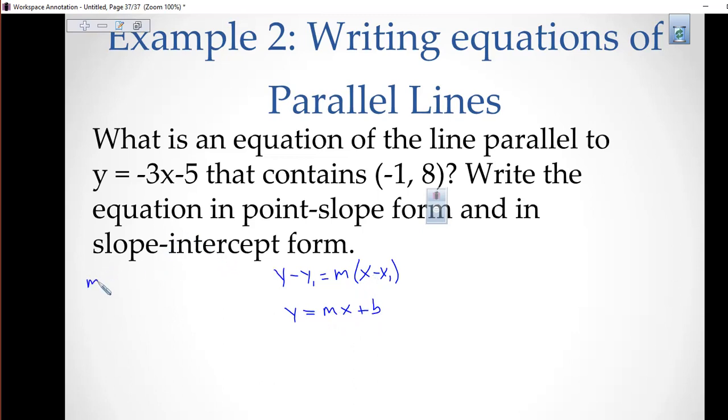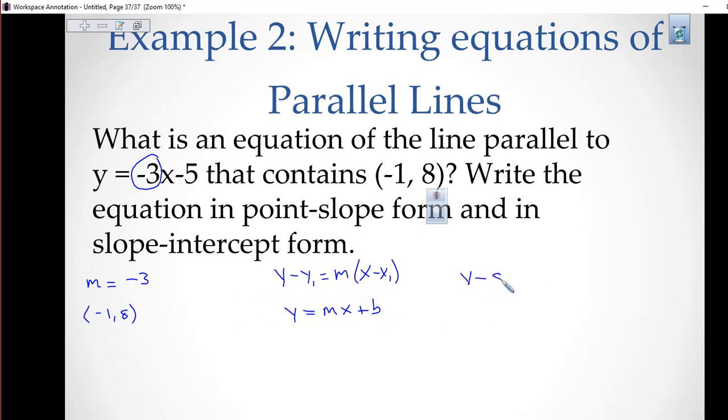The first thing I want to do is identify the slope of this line, because if our line is going to be parallel to it, as we know, they have to have the same slope. So the number in front of the x that's multiplied by x is going to be a negative 3. So that means our slope is negative 3. The point that our line contains is negative 1, 8. So these are the numbers we're going to use to plug in for our x and our y, and we're going to use negative 3 as our slope.